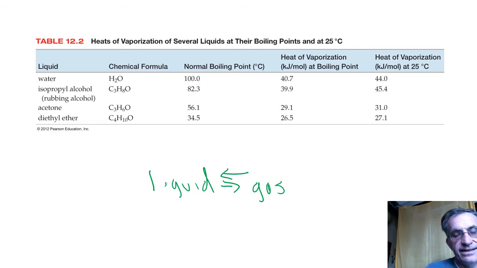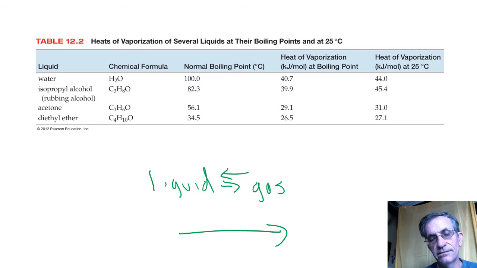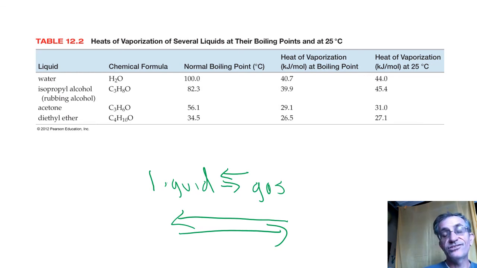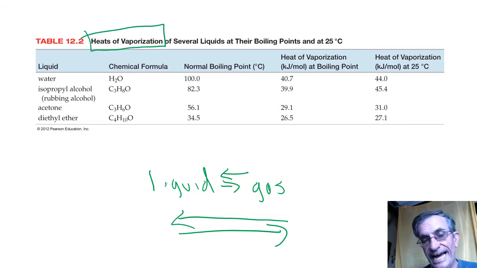If you go this way, this is the amount of energy you got to add. If you go the other way, this is the amount of energy you got to lose. So again, you see several things listed here. You see water, alcohol, acetone. It's actually the same things, isn't it? This chart, heat of vaporization, has to do with liquid to a gas.